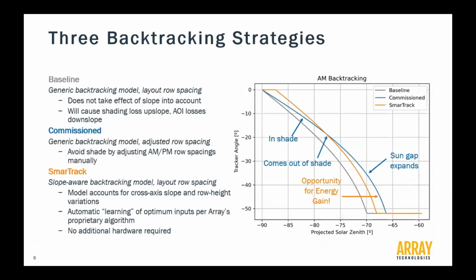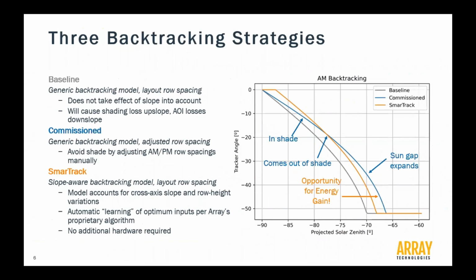We talk about three backtracking strategies. The first uses the generic backtracking model, what we're calling the baseline. It uses the generic backtracking model with layout row spacing directly off documents. So it doesn't consider the site slope, which will result in shading losses for an upslope and angle of incidence losses for downslope. So this baseline case is represented with the gray line.